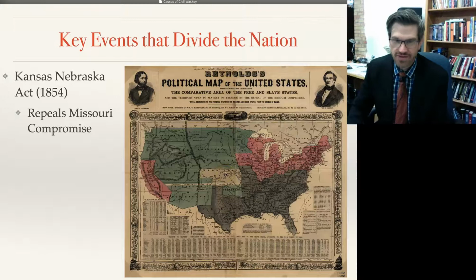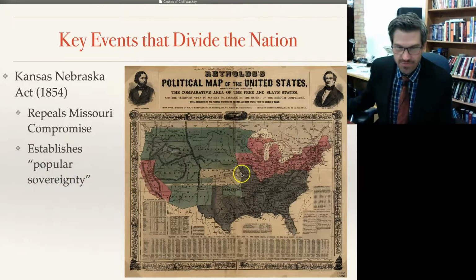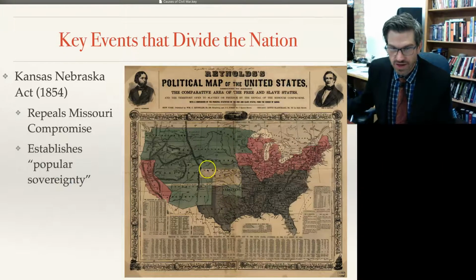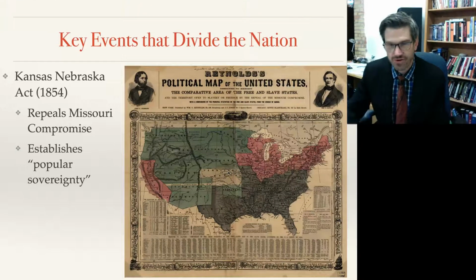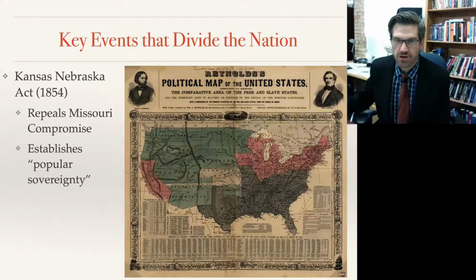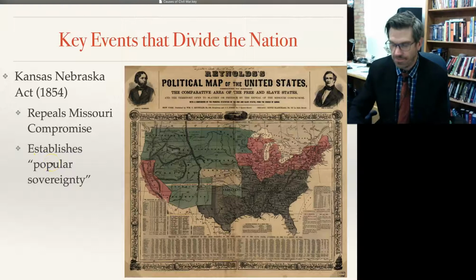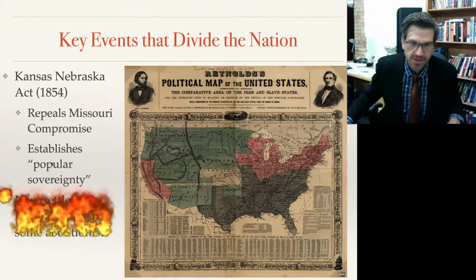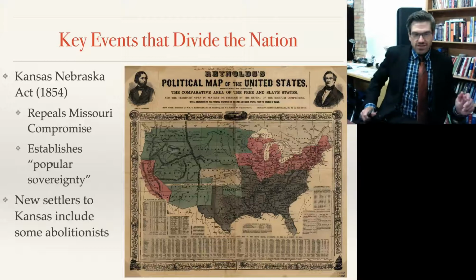Well, we couldn't have that, so we had to repeal it. And what they ultimately decided was that this area, the territory of Kansas, would get to decide for themselves whether to be a slave state or a free state. That's what we call popular sovereignty. That was the idea, and that was the deal that they made. And so you can just imagine how this is going to end up.